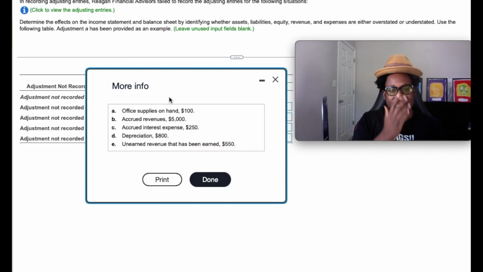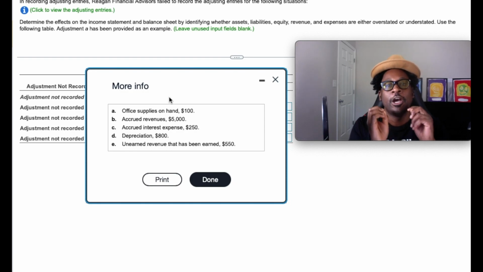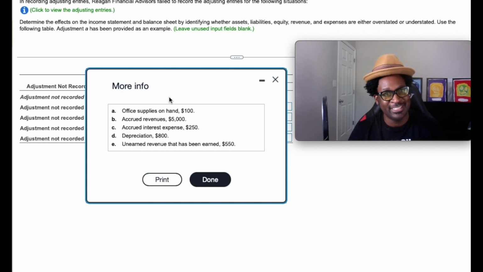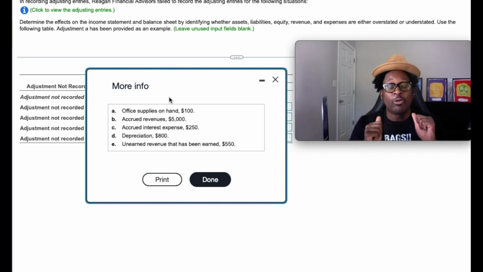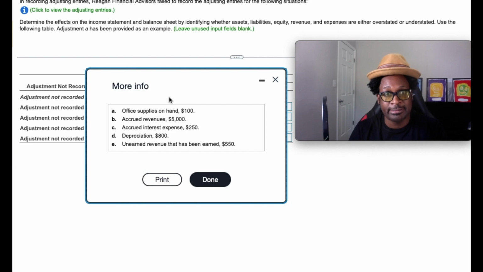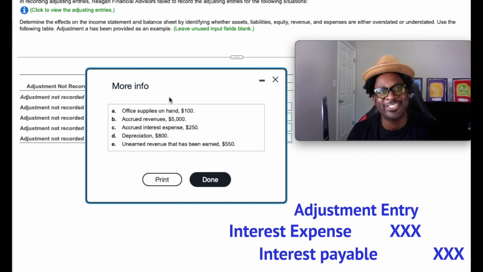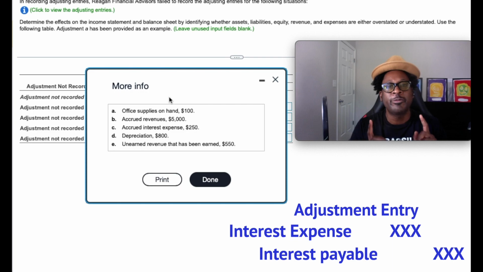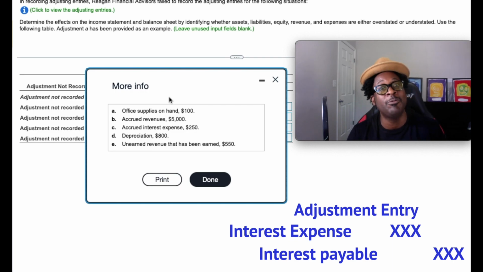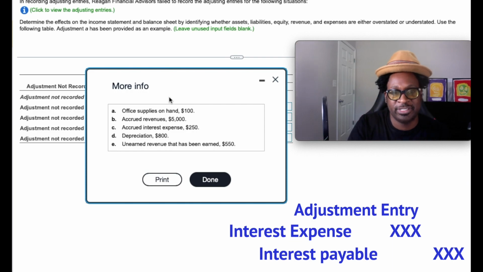Moving on. Next, it tells us that accrued interest expense of $250. Gang, an accrued expense, we know by definition, is an expense that has happened, but it hasn't been paid for, which means that the proper recording for that requires us to debit an expense and credit a payable, particularly interest. So, if we fail to debit interest expense, meaning that we fail to increase interest expense and increase our interest payable, how does that affect the financial statements?